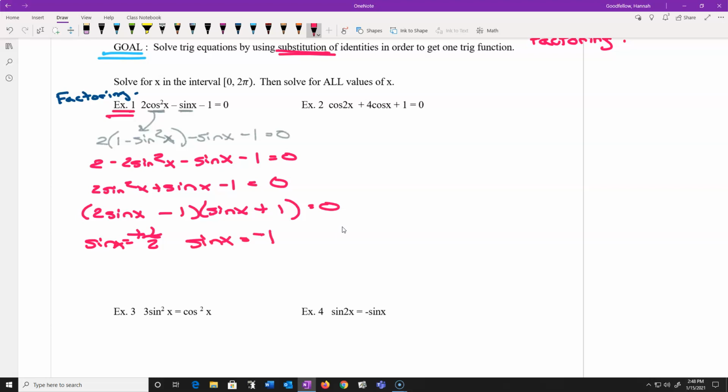Now, each one of these deserves its own solving situation. When is sine x equal to negative 1? That's at 3 pi over 2. And when is sine x equal to positive 1/2? That's at pi over 6 and 5 pi over 6. And if you think about those ones carefully, pi over 6 here, 5 pi over 6 there, and 3 pi over 2 there, ooh, that's one of those 2/3 variations. So we would say that x is equal to pi over 6 plus 2 pi over 3 k, and that would be your solution to that.